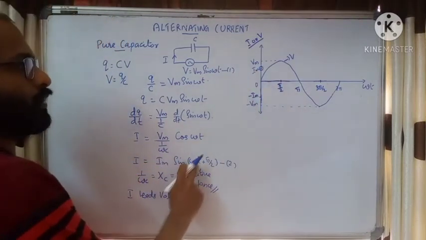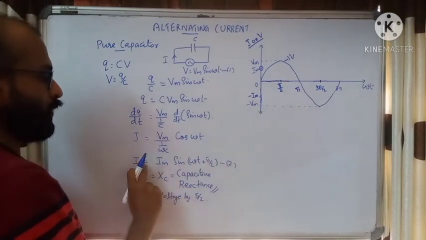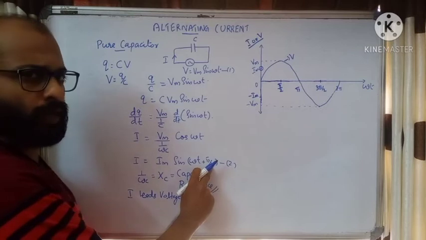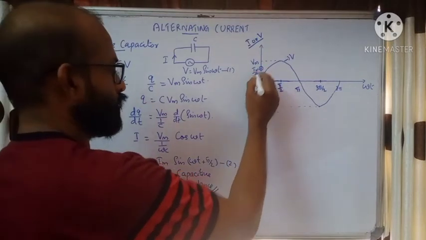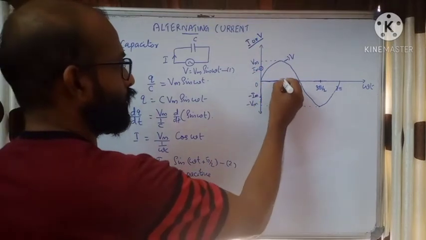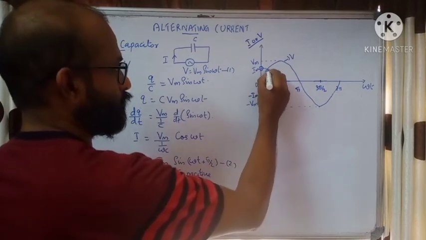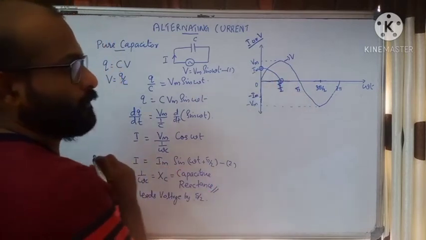When omega t is equal to pi by 2, what is the value? I is equal to Im sin pi by 2 plus pi by 2. It is pi. Sin pi will have value 0. So, it will decrease, and the current will be 0. This will be the value of current. Okay, so the current decreases like this. This is the variation of current.